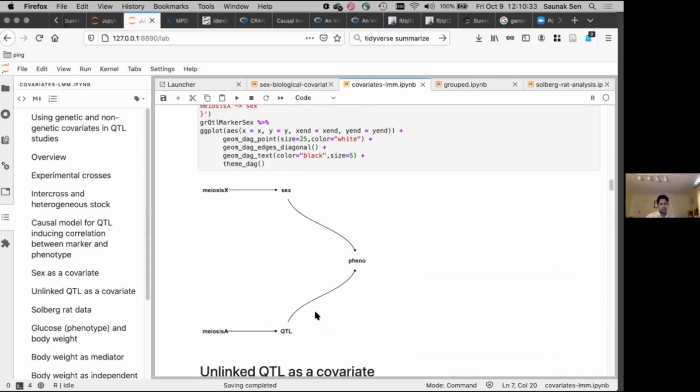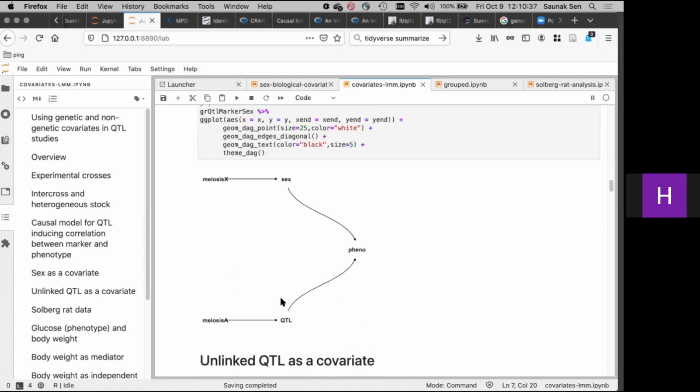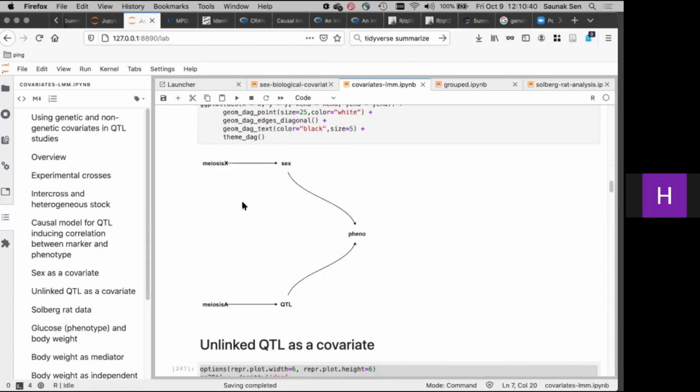If I simplify the picture from before, it will look something like this. In this situation, unless the QTL is on the sex chromosome, for which we have to approach it differently, as also discussed in the previous lecture, it is okay to search for QTL by just looking for associations between markers on the autosomes and the phenotype. You get more efficiency if you adjust for sex.